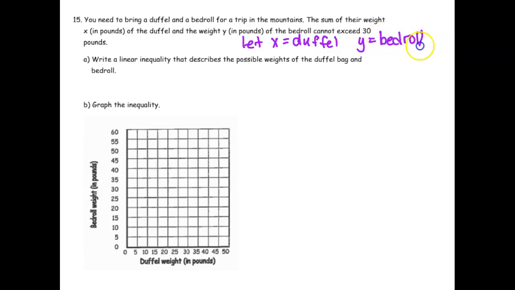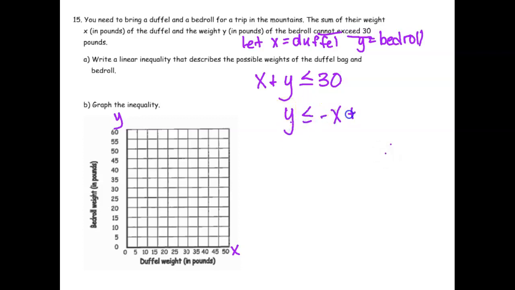And you can see the graph here. The duffel is your x, your weight is the y. So you have your duffel as being your independent variable, and the weight of your bedroll being the dependent variable. We're going to write a linear inequality that describes the possible weights of the duffel bag and the bedroll. It says that you cannot exceed 30 pounds. So if you take your duffel bag and then you add your bedroll, it's got to be less than or equal to 30.